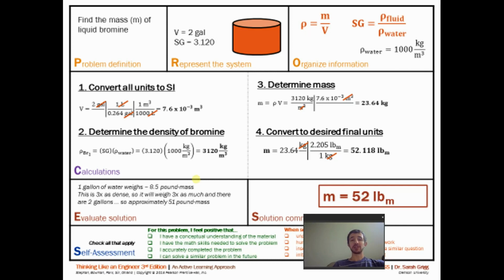So use this to your advantage. And also, just as a note, I was off because it says that it's 8.5 pound mass per gallon. I said it was roughly 10. Give me a break there. I wasn't too far off. That's where I went wrong.